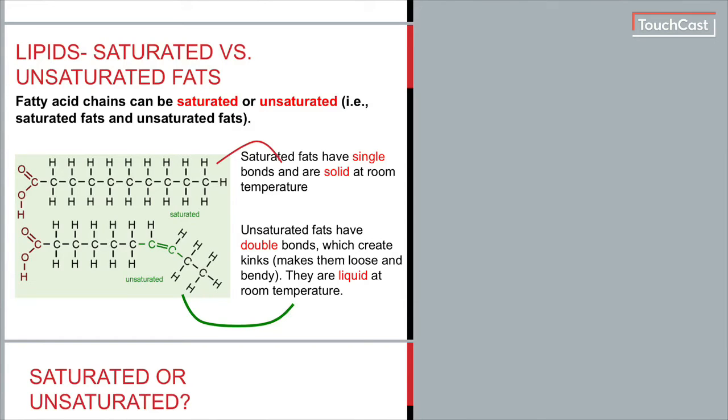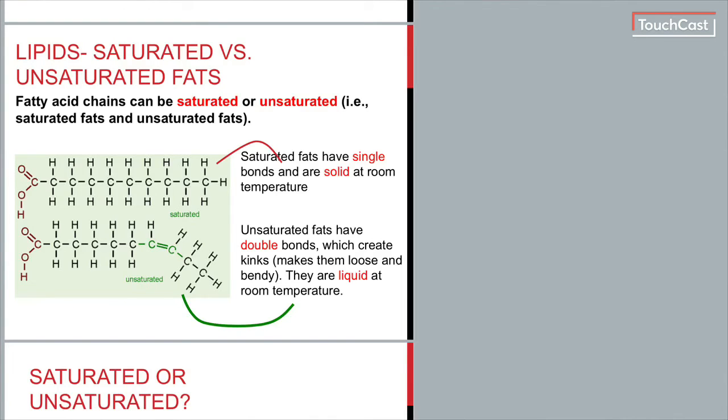Lipids are fats, and there are 2 different types of fats. There are saturated and unsaturated. Saturated fats have a single bond and are solid at room temperature. So an example of a saturated fat is butter. Even if you leave butter on the counter, it doesn't melt into a liquid. It is able to maintain its structure, and that's because of the rigid structure you see on the screen.